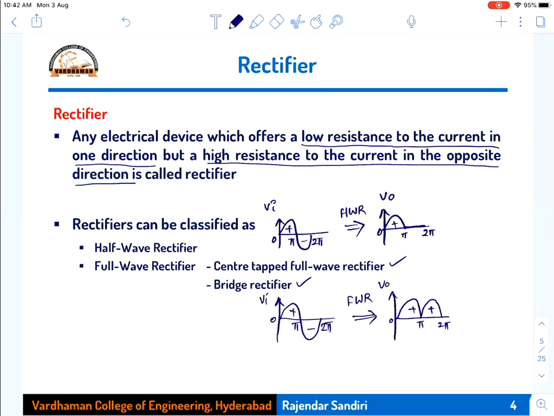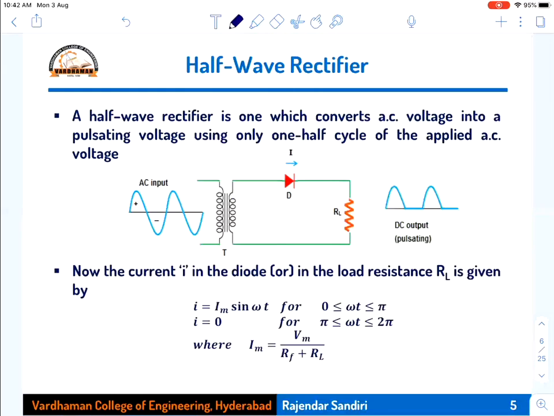Okay. Now, half wave rectifier. A half wave rectifier is one which converts AC voltage into a pulsating voltage using only one half cycle of the applied AC voltage. So now if you see, the input is an AC signal with positive cycle and negative cycle alternately changing, and this is the transformer, and you have a diode and a load resistor. Okay. Now what happens here?